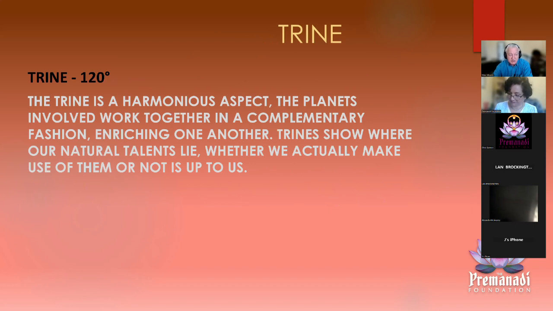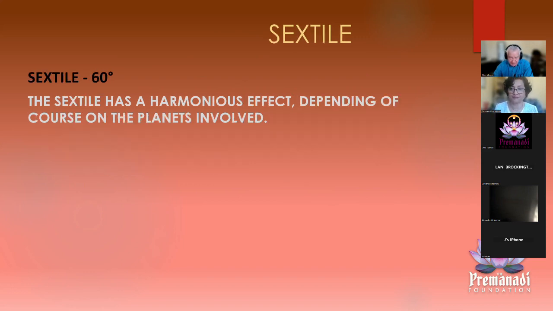The trine is 120 degrees. Again, it goes back to the triangle. It is the harmonious aspect. The planets involved work together in a complementary fashion, enriching one another. And the trines show us where our natural talents lie. Whether we actually make use of them is up to us. But trine is very positive.